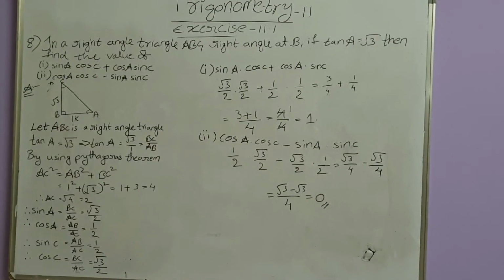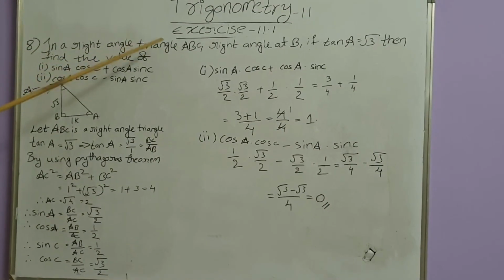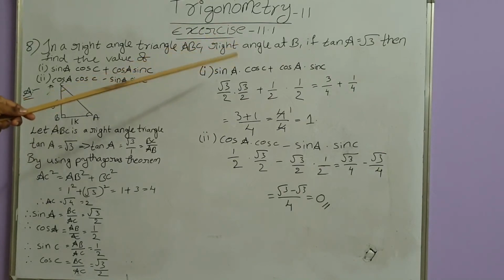In this 8th question, in a right angle triangle ABC, right angle at B, if tan A is equal to root 3, then find the values of: first one is sin A into cos C plus cos A into sin C. Second one is cos A into cos C minus sin A into sin C. Right angle triangle ABC, right angle at B, and given tan A is equal to root 3.